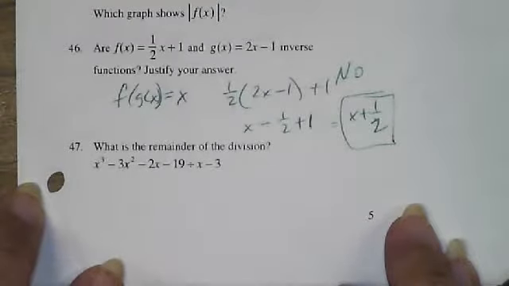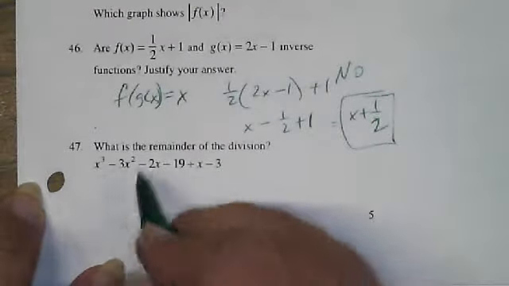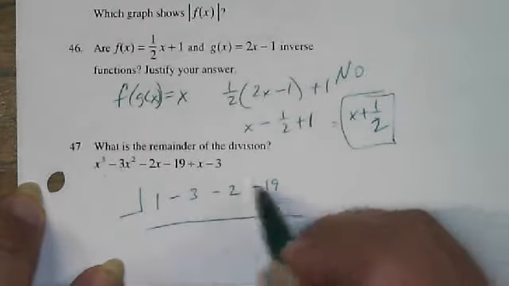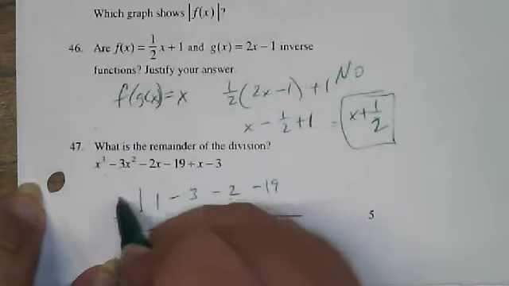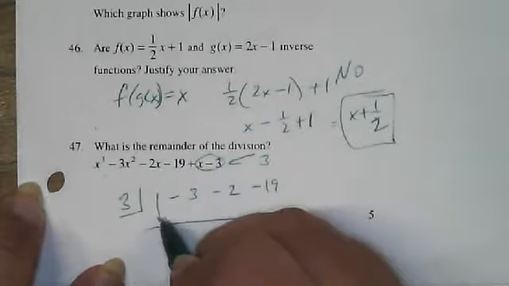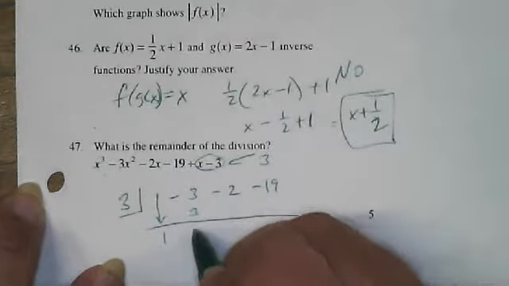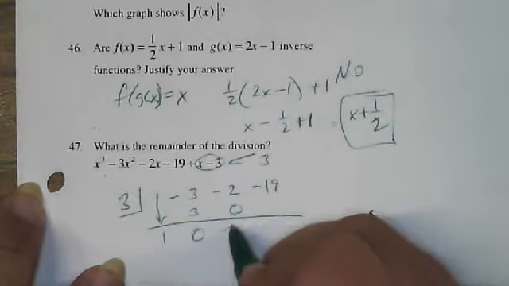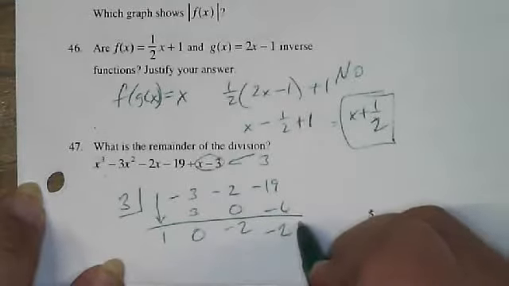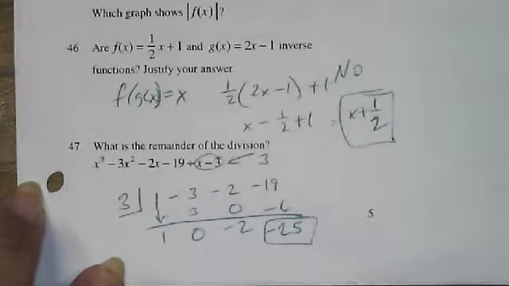Alright, number 47. What is the remainder of the division? So we have 1, negative 3, negative 2, negative 19. If this is a minus 3, we're dividing by a positive 3. This right here means divide by positive 3. Drop the 1. 3 times 1 is 3. That goes to 0. 3 times 0 is 0. That goes to negative 2, and 3 times negative 2 is negative 6. So it's negative 25. That's your remainder.